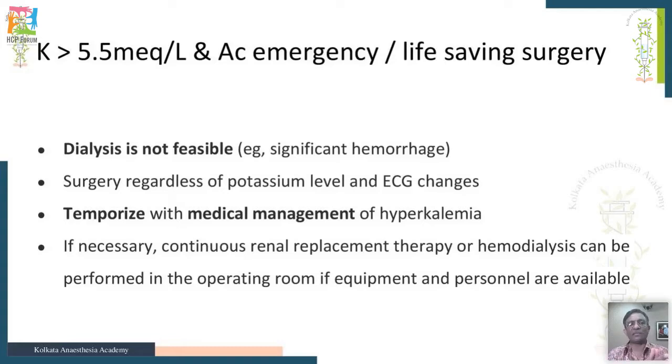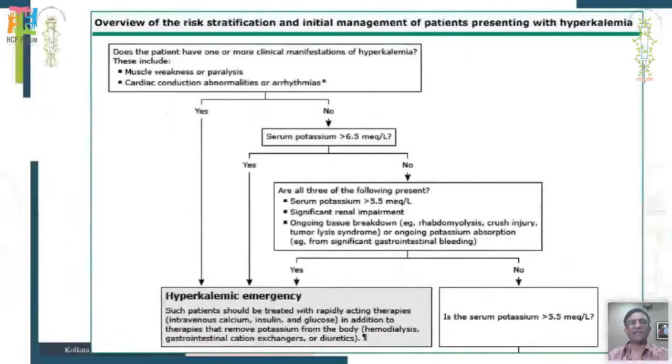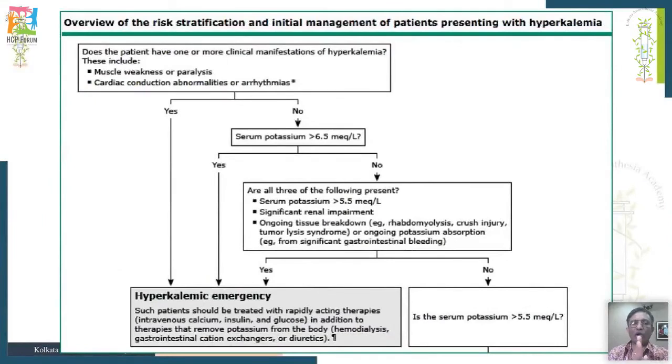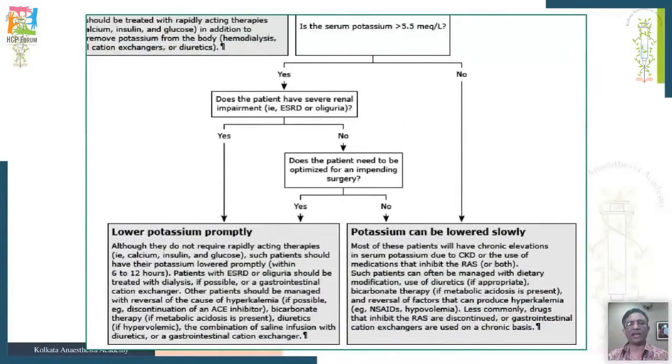So the potassium is above 5.5. You cannot dialyze. It's a life-saving, acute emergency surgery, maybe for a hemorrhage, for a bleeding vessel that you need to go in right away. So if you have an ability to do it intraoperatively, a CRRT in that scenario, maybe, but temporizing medical management. And again, I will not spend much time on this. I'll just tell you what the temporizing methodologies are. But if you want, come back and have a look at it at a later time.